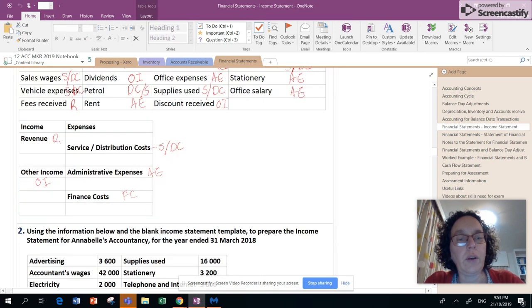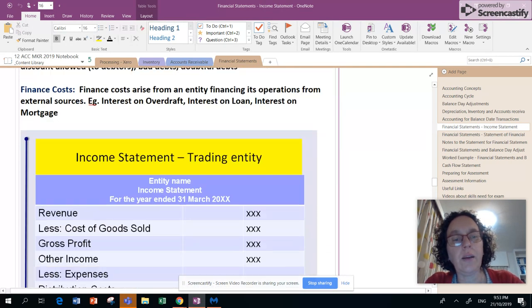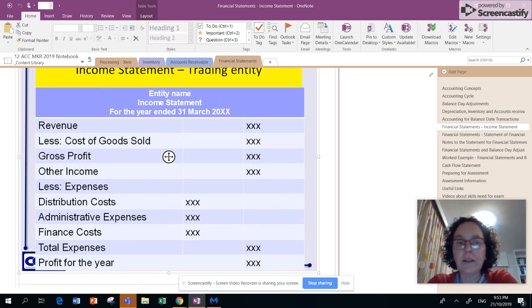We also need to know how to do a trading one, and the only difference here is that we've got sales and we have to take away cost of goods sold to get what's called gross profit. Then we add in the other income, and then we have our expenses. This time, instead of Group 1 expenses, we've got distribution costs. So those are the costs for getting the products to the customer. So they might be delivery, they might be the salespeople's wages, it might be depreciation on shop fittings, depreciation on vehicles if we're transporting stuff. Administrative and finance costs are much the same.